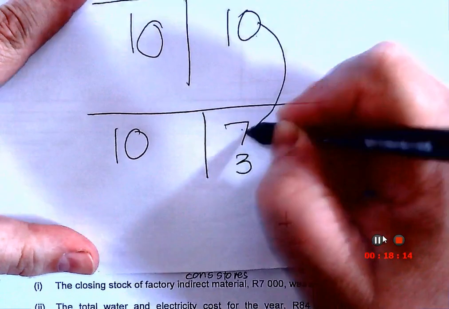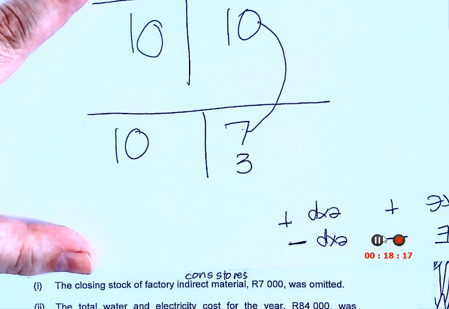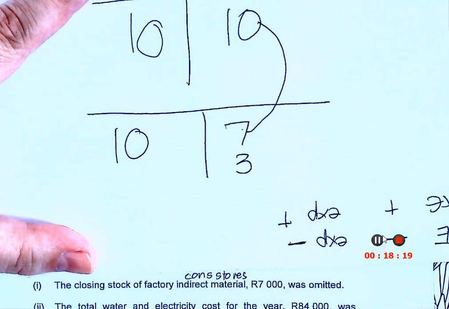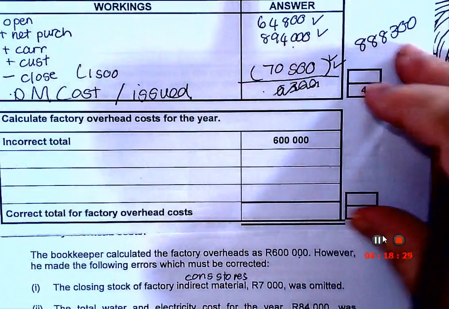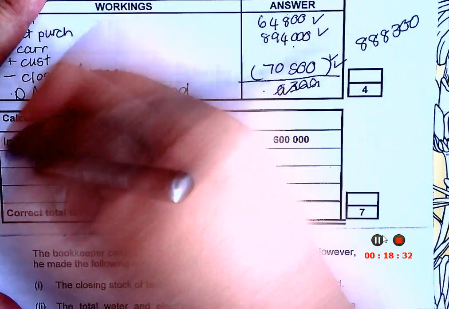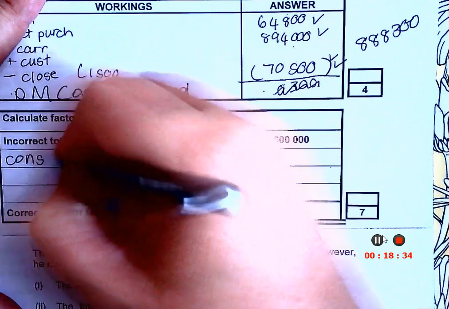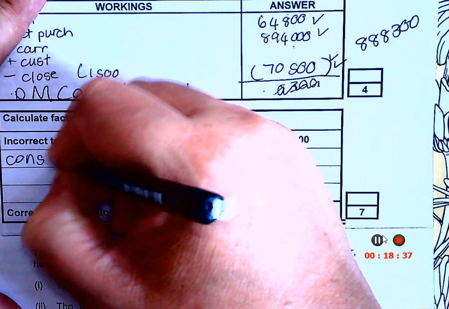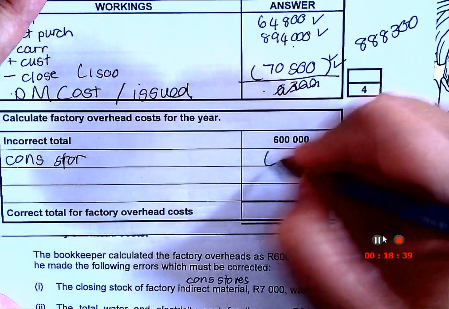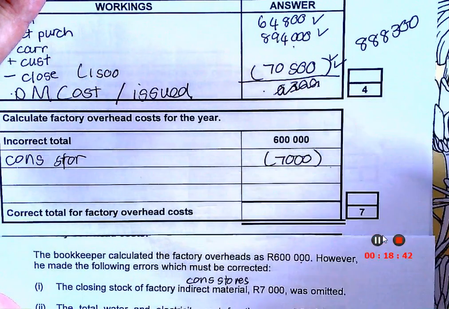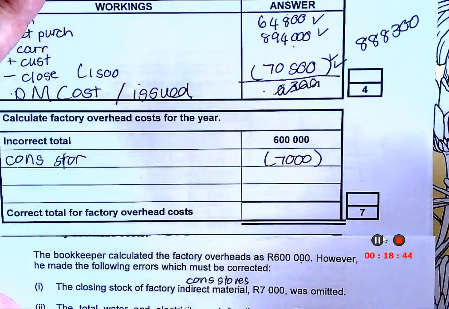So how do I get the 10 to the 7? You're going to minus the 3, because there's 3 still left that I didn't use, but I showed it as if it was used. You guys with me? Okay, so here, for the consumable stores or the indirect material or whatever, I'm going to subtract the 7. Because I didn't use it, so it's not an expense, it's an asset. Are you with me?